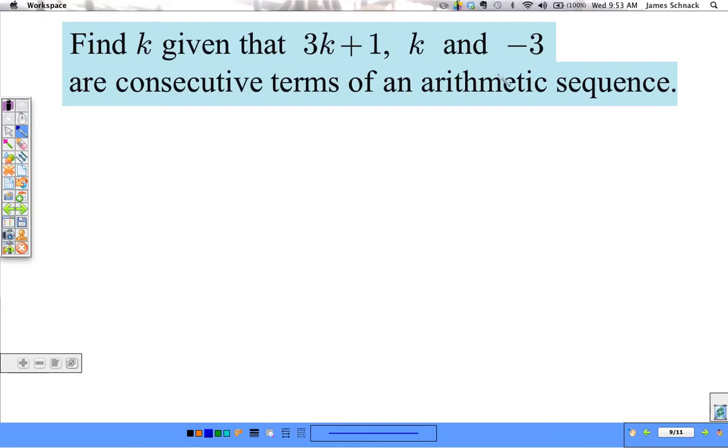So we have some mysteries. It says, find k, given that these three terms are consecutive terms of an arithmetic sequence. Now, remember the definition of arithmetic. There has to be a common difference. We have to be able to take any term and subtract the one right before it, and get that common difference. And it better be the same.